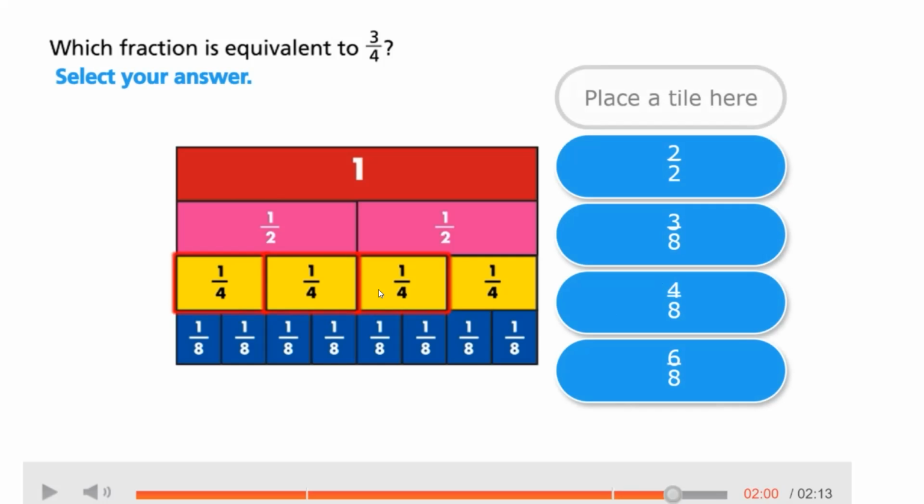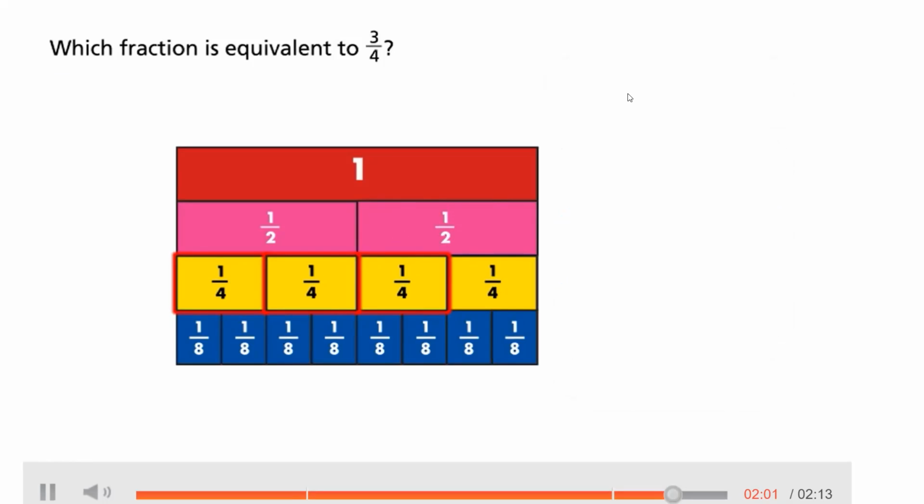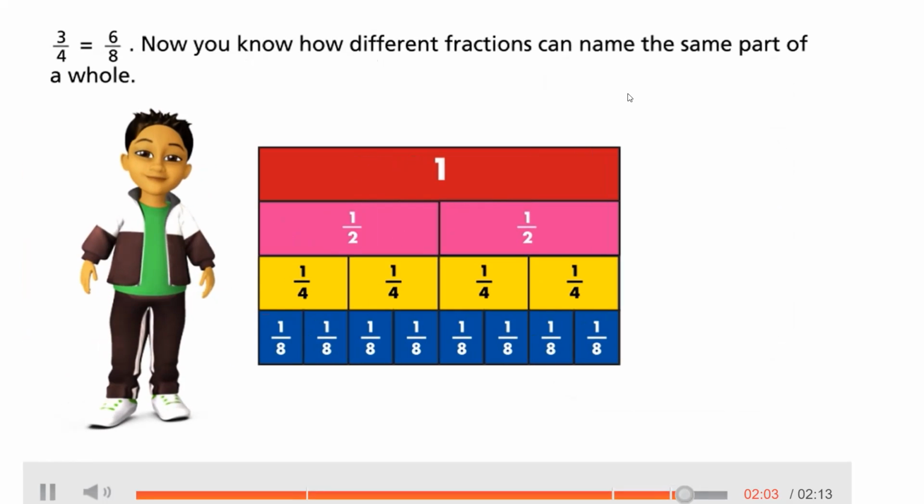Now here, let's stop and take a look. So 3 of my 1/4 size pieces. I can't use the halves because it doesn't use a 1/2 size piece. It only uses part of it. So let's look at the eighths. Figure out how many eighths line up at the edge of 3/4. So we have 1, 2, 3, 4, 5, 6. So 6/8 is the same thing as 3/4. 3/4 equals 6/8. Now you know how different fractions can name the same part of a whole.